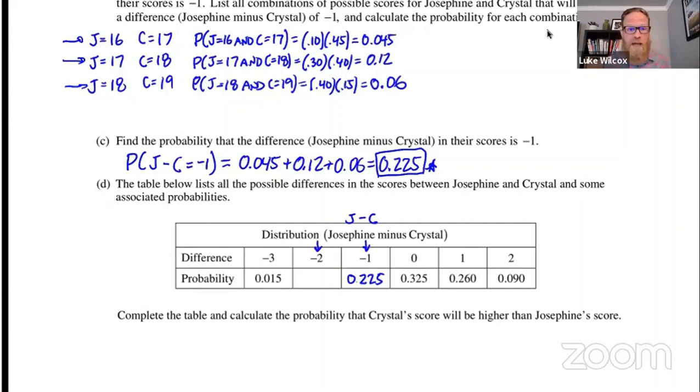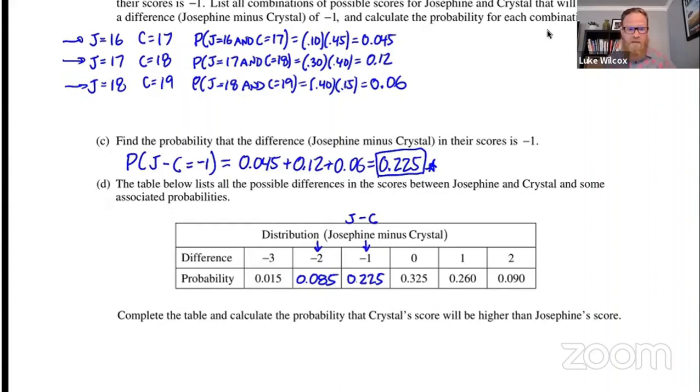Now, to get that remaining value in the table there, we have to note that adding all of those probabilities, we should get a value of 1. And so if I add up all those probabilities and I subtract them from 1, I'm going to get a value of 0.085. And now all of those probabilities will in fact add up to 1.